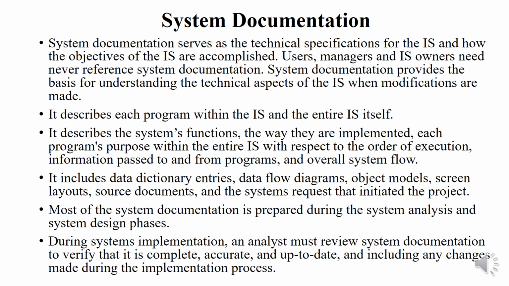System documentation serves as a technical specification for the information system. It describes each program within the information system and the entire information system itself. It describes the system functions and the way they are implemented. It includes the data dictionary entries, data flow diagrams, object models, screen layouts, source documents, and the system request. Most of the system documentation is prepared during the system analysis and system design phases. During system implementation, an analyst must review the system documentation to verify it is complete, accurate, and up to date.